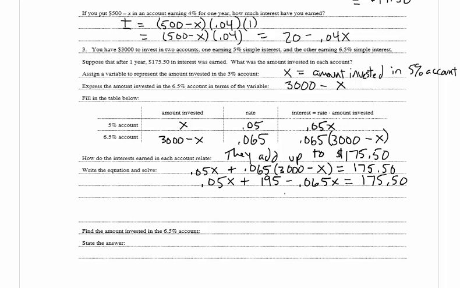And now we're going to combine our like terms on the left side, and we're going to subtract 195 from both sides. So we get negative 0.015x is equal to negative 19.50. And now we're going to divide both sides by negative 0.015. So x is equal to 1,300. And x represents the amount that we invested in the 5% account.